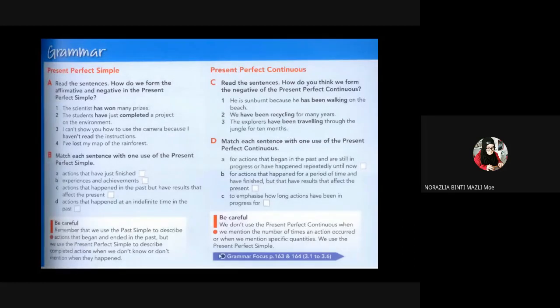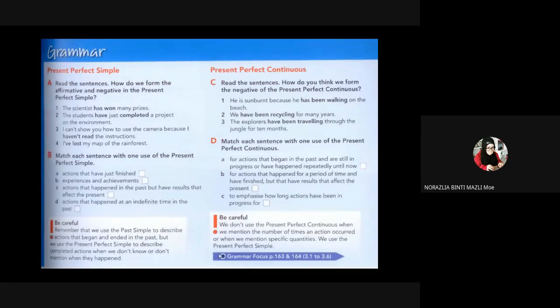Ya, ni present perfect ya. So affirmative yang mana? Affirmative tu bila benda tu positif lah. Affirmative. Okay, has something, have something. But when we talk about negative, maksudnya kita akan tambah not. I have not. I have not something.